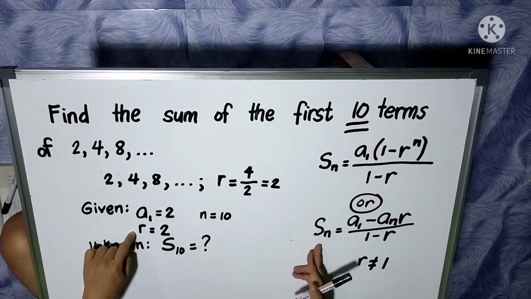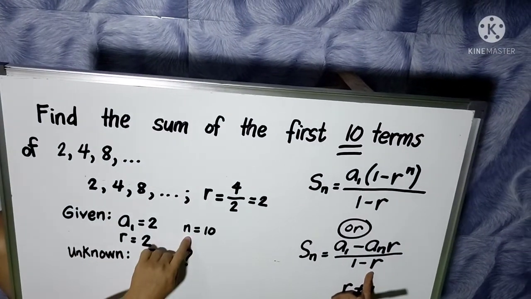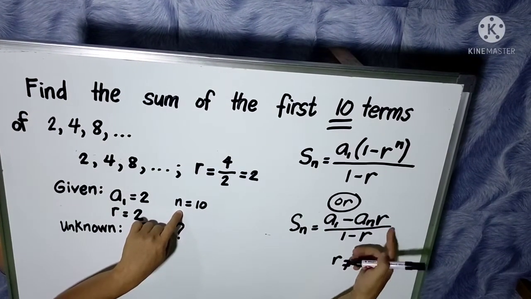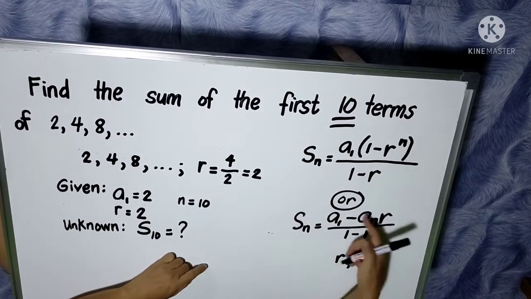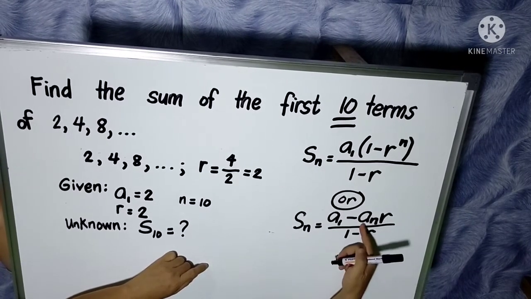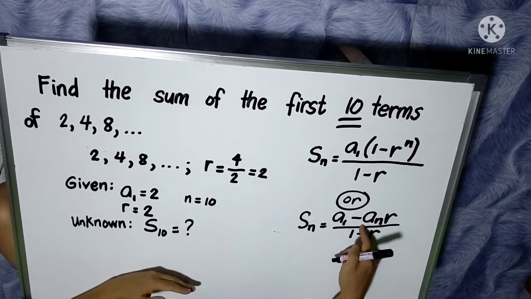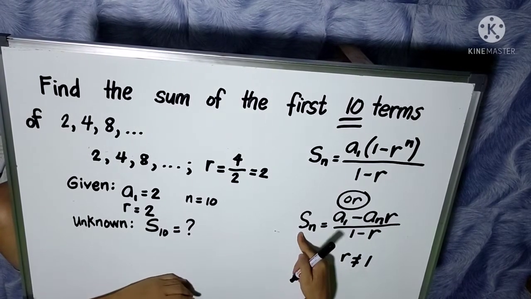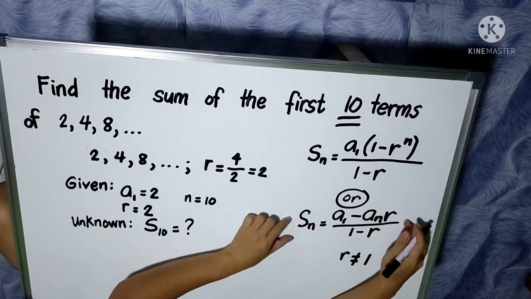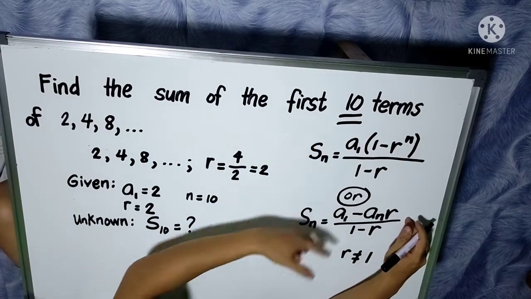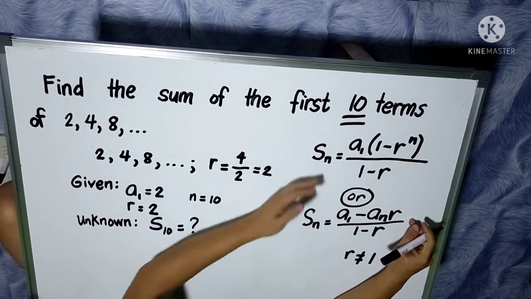So let's check with this formula. A sub 1, we have a sub 1. R, we have r. N, we don't have n here, but it has a sub n. So if you will be using this formula, you need to have your nth term or your last term. There is still a need to have this first before you can solve your s sub n. How about this one? I would like to clarify that this formula and this formula are just the same. This one is just a more simplified form of the other.